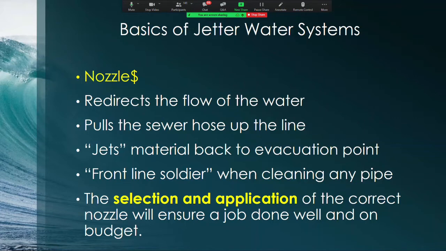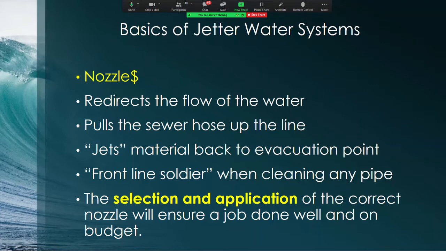When we talk about nozzles, you notice I spelt nozzles with a letter S, which is basically a $, and that reflects on the fact that nozzles can cost a fair bit of money. It also reflects on the fact that if we have the right nozzles doing the right work, it's going to offer you an opportunity to get better quality work done at the end of the day without having to work the equipment or the crews harder.